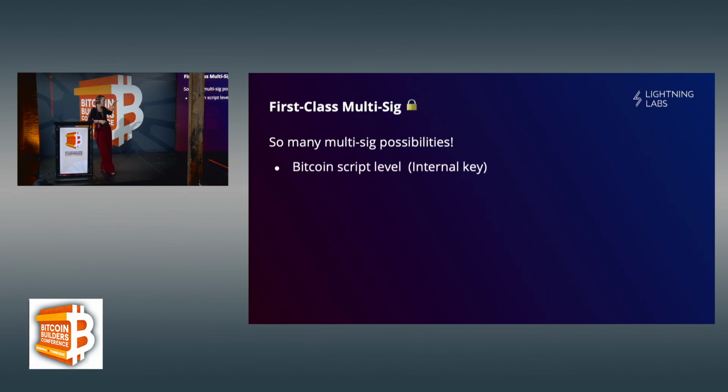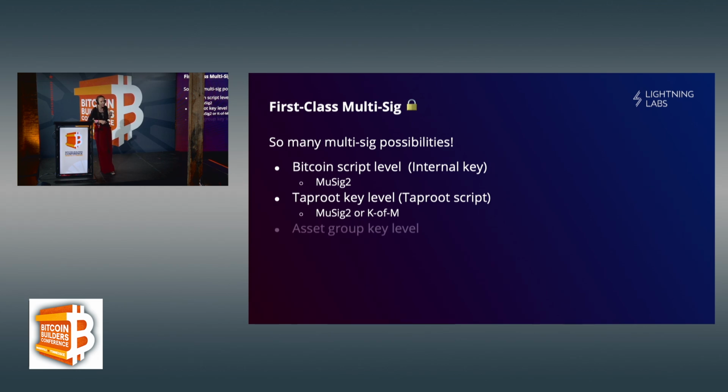All right, so we have the Bitcoin script level. It's the internal key if you're familiar with Taproot transactions. You can use musig2 there. We have the Taproot key level. So that's that sort of first level of Taproot assets. You can use musig2 or old school K of M. We have the asset group key level. Again, there you have musig2 or K of M. And then we have the actual asset level, where again you have musig2 or K of M.